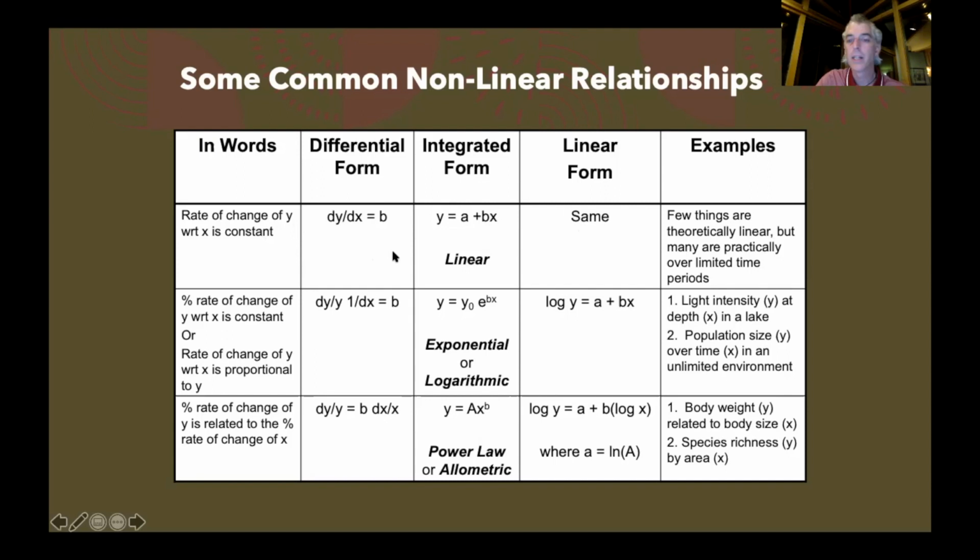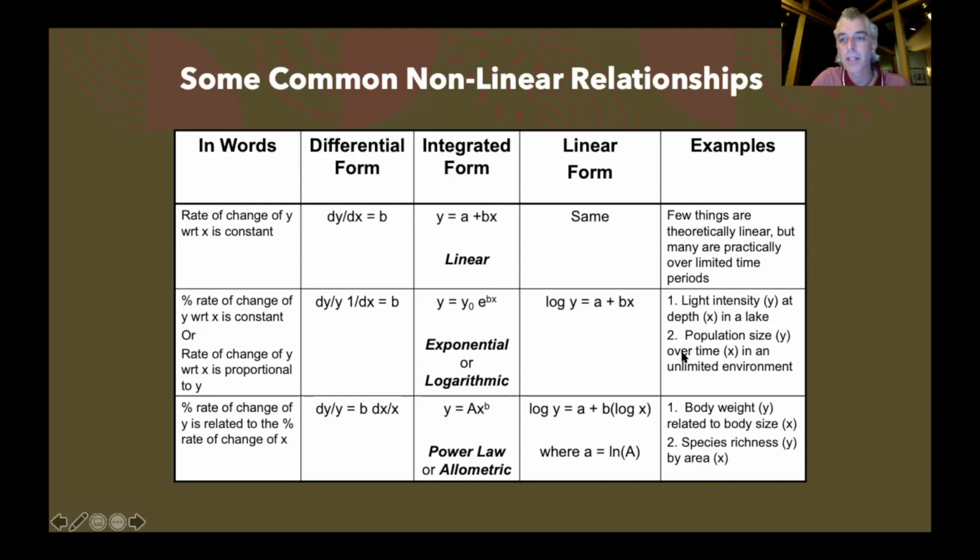The first row deals with our typical linear relationship that we might be used to, where we've got some response variable and we can predict that response variable by a linear effect of x, our predictor. In this case, in the differential form, the rate of change of y with respect to x is constant, and that's equal to our slope, or b.